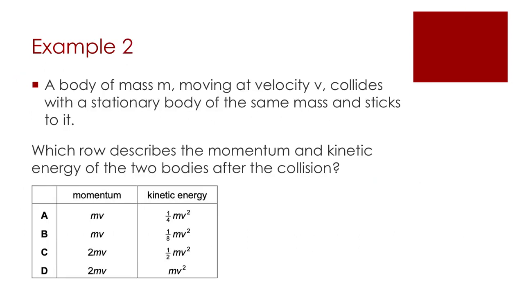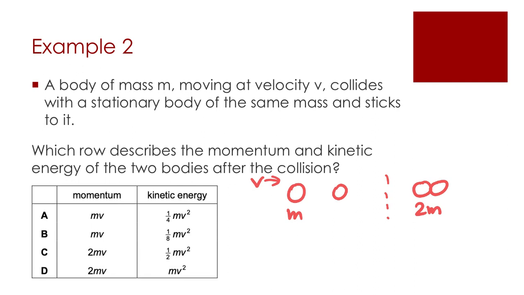Okay, a body of mass m moving at velocity v collides with a stationary body. Let's draw that out. Moving at v, hits a stationary body, and then afterwards they're going to stick together. So now our mass is 2m. Which row describes the momentum and kinetic energy of the two bodies after the collision?